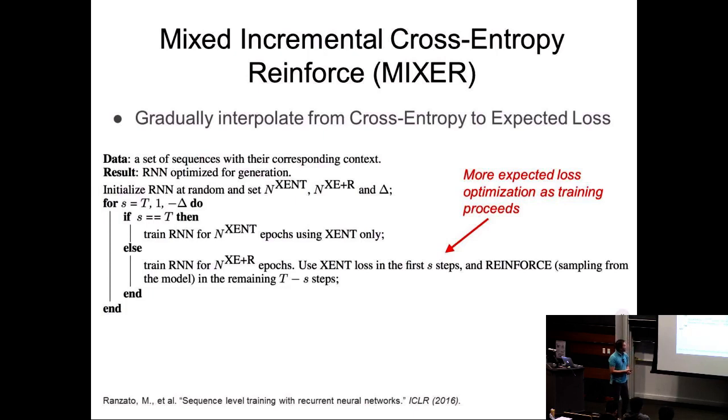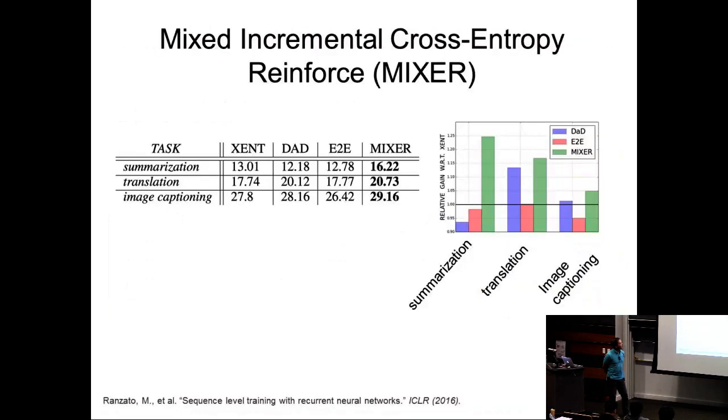So this is one example where you're trying to do more expected loss optimization as training proceeds. You start with something like a cross-entropy loss, and as your algorithm proceeds, you're going to be sampling from the model and trying to optimize for, let's say, a BLEU score, or trying to optimize for 0-1 classification accuracy. So you can look at the paper. It's a fairly recent paper. And they've shown that they can improve on translation, on image captioning, on different summarization tasks. They can have a fair amount of improvement.